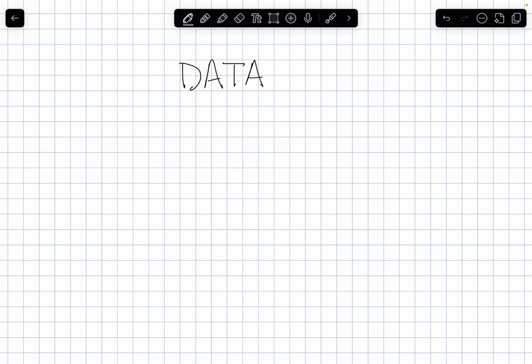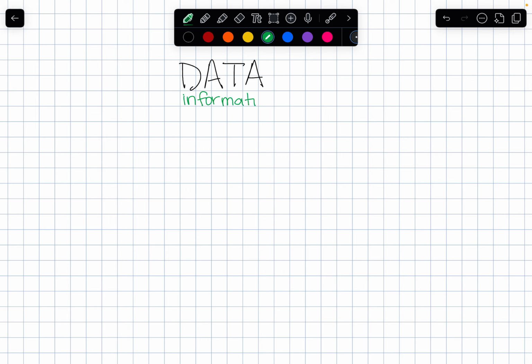When we talk about data in this class, specifically, we're talking about information. And that information can come in two major categories. Our information can be word information: hair color, eye color, blood type, city of birth. We call that data categorical. It sorts things into categories.